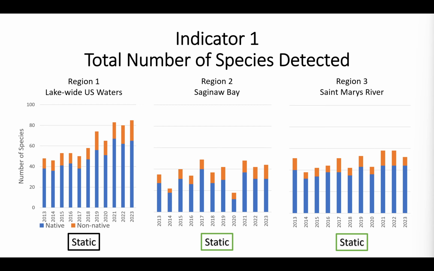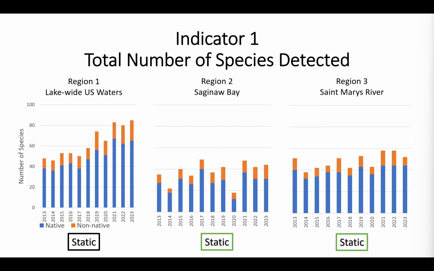And so our first indicator was to look at the total number of species detected in each of these subregions throughout the lake. So as you can see up here on the left, we have lake-wide U.S. waters, in the middle Saginaw Bay, and on the right we have St. Mary's River. Overall, it looks pretty static and pretty stable. I want to throw the caveat in that the lake-wide U.S. waters, we utilize the Fish and Wildlife Service nearshore data. And although it might look like there's an increase in the number of species that are detected, that is true, but that's because of the sampling design. It's not necessarily indicative of the number of species that are present in the lake.